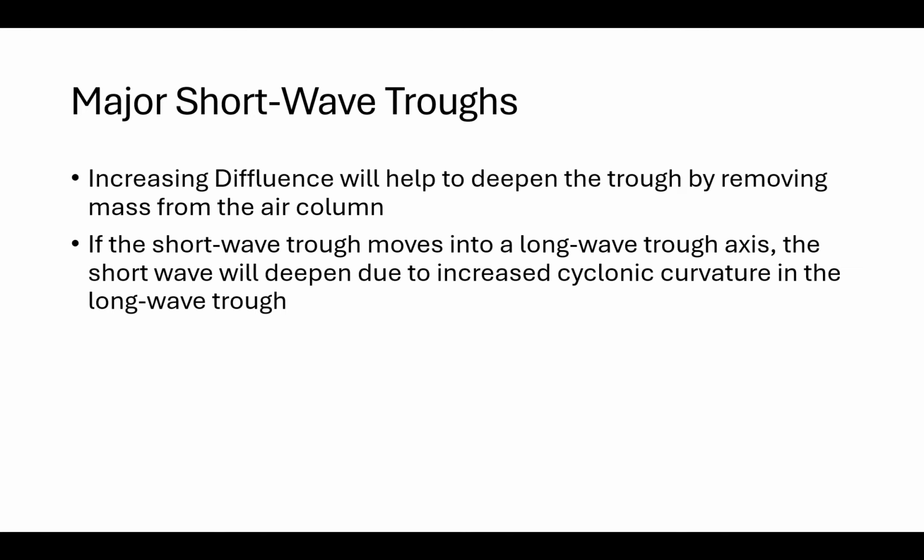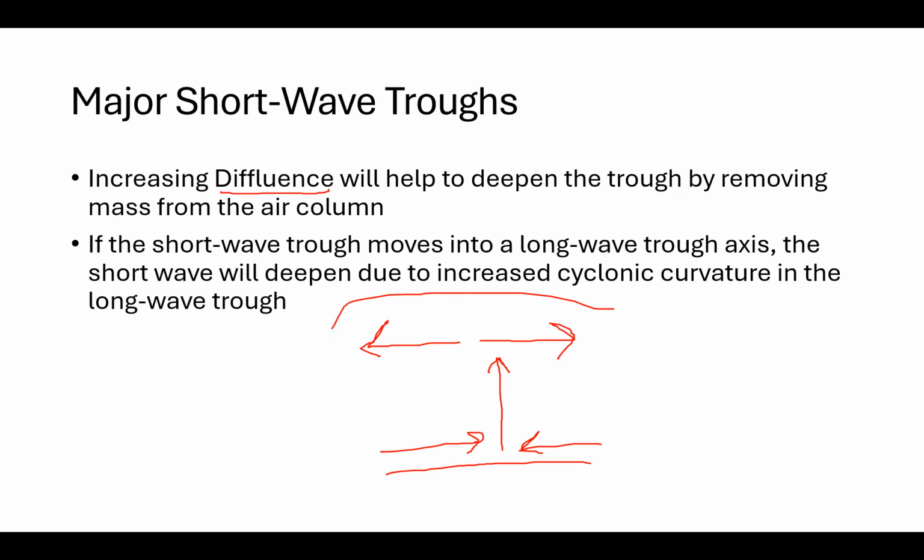All right, so we talk about diffluence this term. That's basically the chimney effect. We're taking air and removing the mass aloft. This is our surface. We have increasing low-level convergence, the opposite effect at the surface. That causes the air to meet and rise here. You increase this removal of mass aloft, the diffluence. This is going to intensify your shortwave trough, and it's also going to deepen your surface low pressure system.